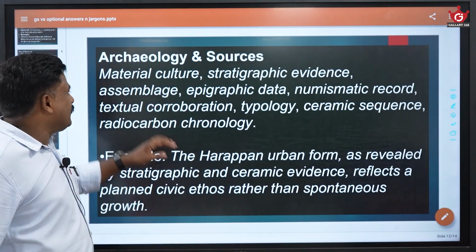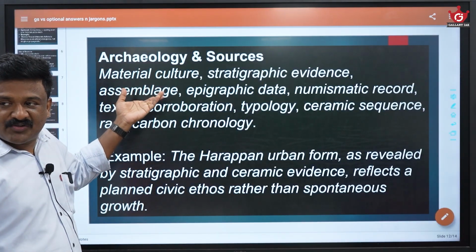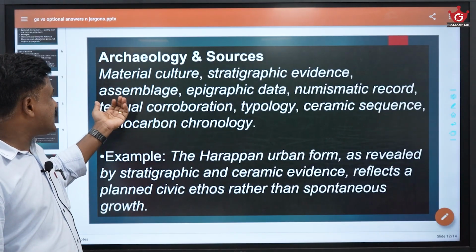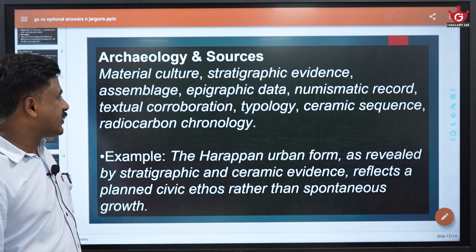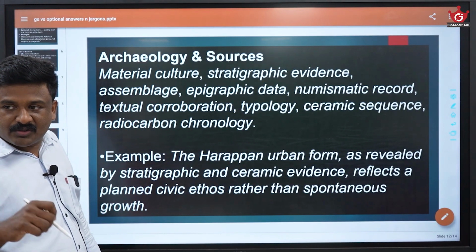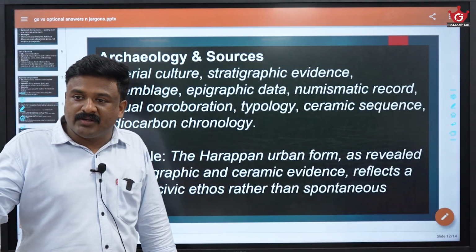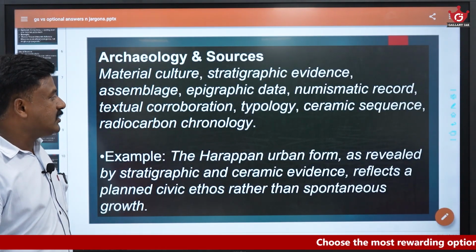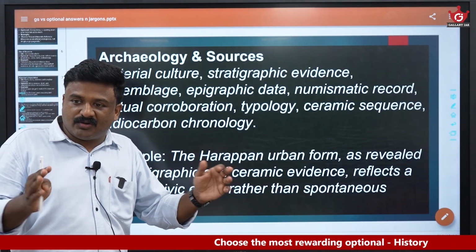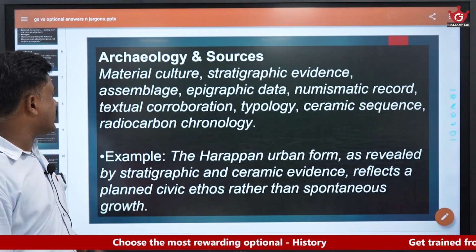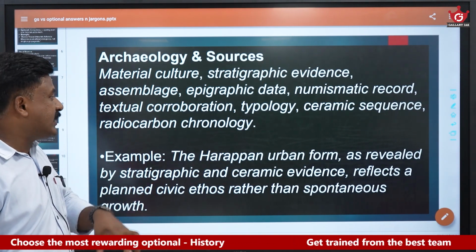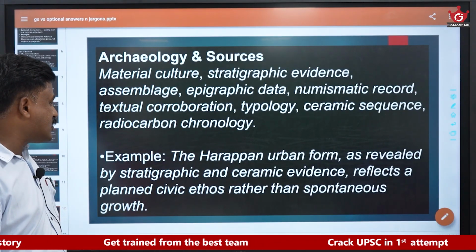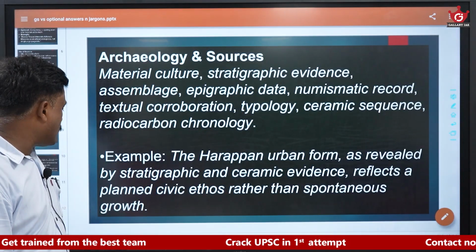Coming to history optional, for archaeology and sources, some keywords you can bring into your answer are: material culture, stratigraphic evidences, assemblage, epigraphic data, numismatic record. Instead of writing inscriptional sources or coin studies, you can use numismatic record, textual corroboration, typology, that is the study of different types, ceramic sequences, radiocarbon chronology. For example: Harappan urban form revealed by stratigraphic and ceramic evidences reflects a planned civic ethos rather than spontaneous growth.